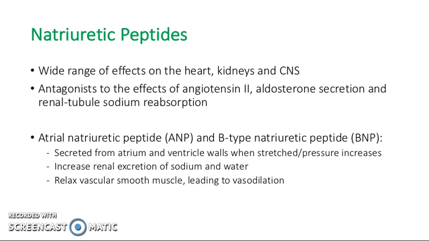Elevated BNP is thought to be one of the first signs of heart failure and is used in diagnosis and following the progression of the disease. There's also another natriuretic peptide called C-type natriuretic peptide or CNP, which is found predominantly in the central nervous system and it has some similar effects to ANP and BNP.